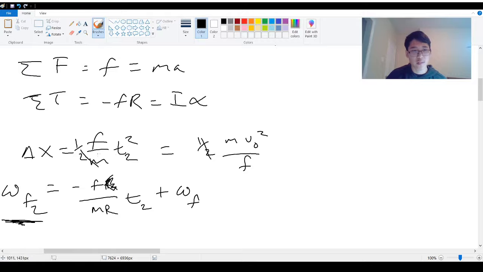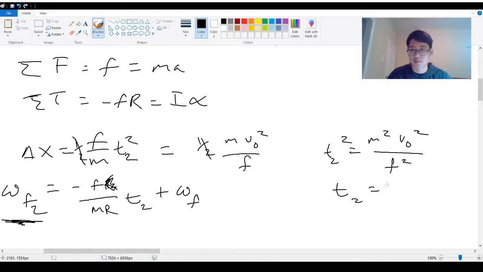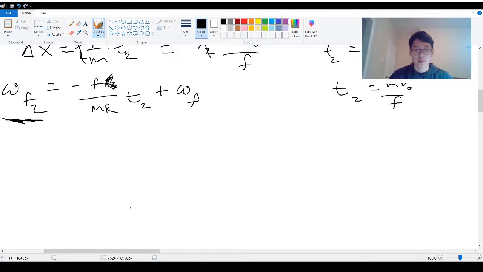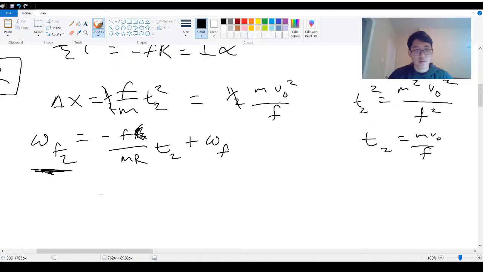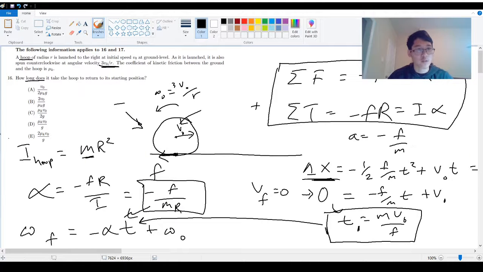So we can simplify this guy down a little bit as well. So that means that t squared is equal to m squared v naught squared over f squared, right? So actually this comes out pretty well. T is equal to just m v naught over f. And now if we plug this into here, because the answer choice doesn't want it in terms of friction. Well, actually, it could be in terms of friction.